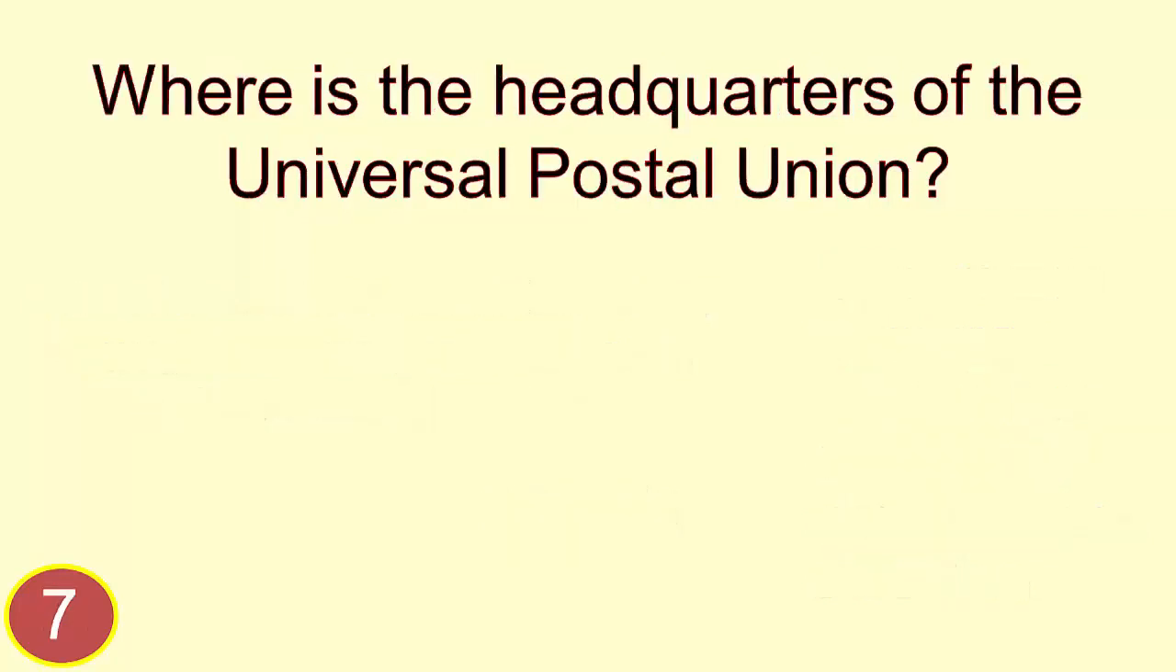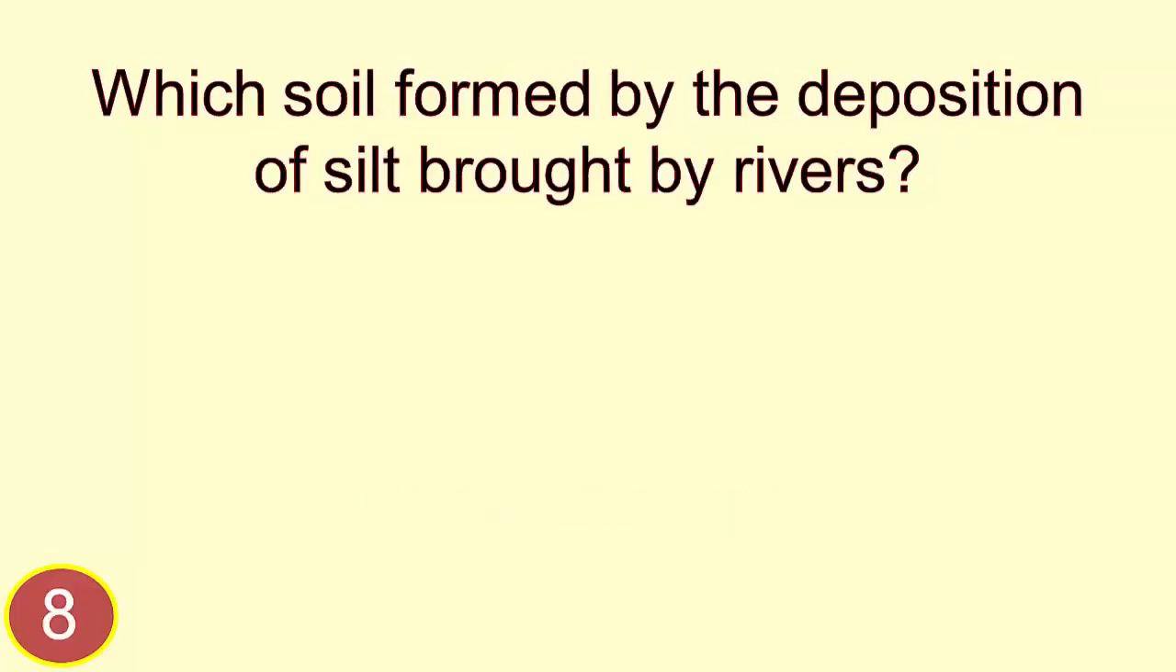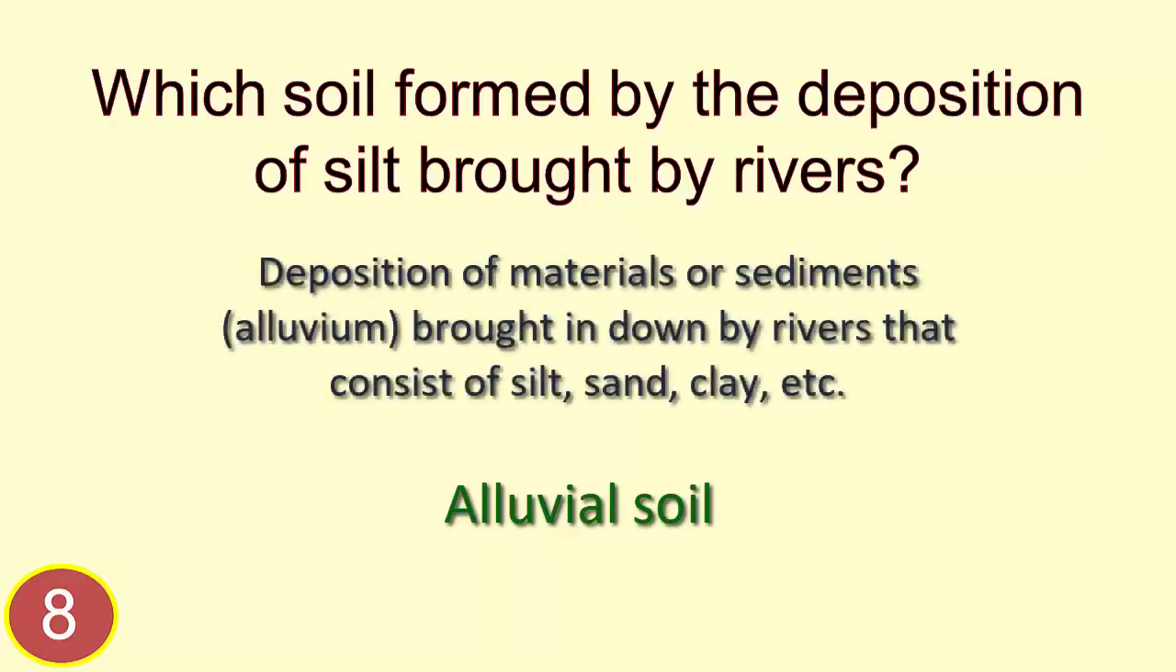Where is the headquarters of the Universal Postal Union? Answer is Bern, Switzerland. Which soil is formed by the deposition of silt brought by rivers? Answer is alluvial soil. Alluvial soil is the main and important soil that is spread across the river plains. They are formed by deposition of materials and sediments brought down by the river that consist of silt, sand, clay, etc.